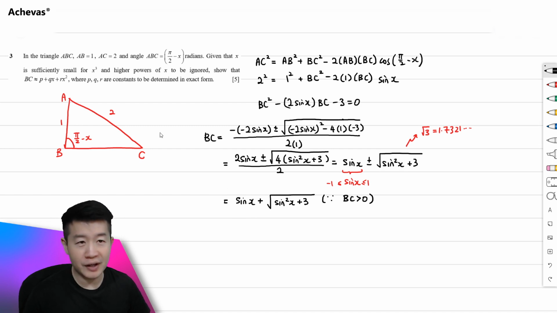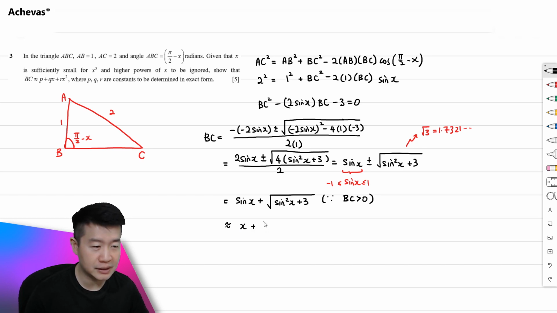And then I'm going to apply the fact that x is small. So if x is small such that x to the power of 3 is negligible, that means sine x, making use of the formula in the formula sheet MF26, will become x. And then this will become x squared plus 3, to the power of 1 over 2. I'm going to expand this further by making use of the binomial expansion, also in the MF26. So this will be x plus, I'm going to factorize out 3, then I will have this as 1 plus x squared over 3, then this to the power of half.